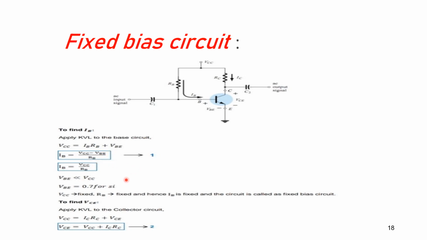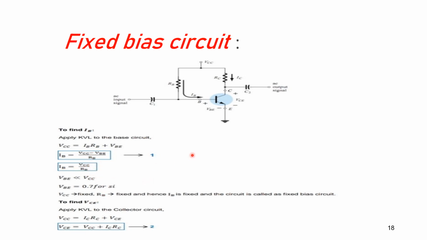VBE is very small compared to VCC. VCC we will give nearly 12 volts or 15 volts, but VBE is 0.7 or 0.3. So we can neglect VBE when compared to the high voltage VCC. So IB is approximately equal to VCC by RB.